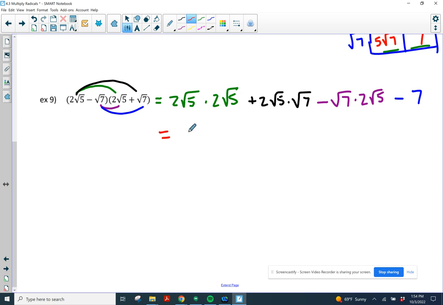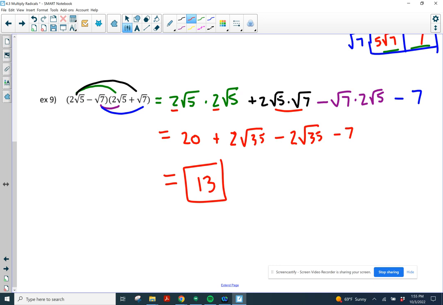So we've got 2 times 2 is 4, square root 5 times square root 5. So the 2 times the 2 is a 4, and then the square root 5 times the square root of 5 is a 5. So I have 4 times 5 is 20. I have a plus 2 radical 35, because that square root times that square root is the square root of 35. But then I have a minus the same thing. So those two are going to cancel out or zero out, and they will be gone. Poof, they'll disappear, right? They zero out, so they're gone. So my final answer is going to be 20 take away 7, which is 13, and we are done.